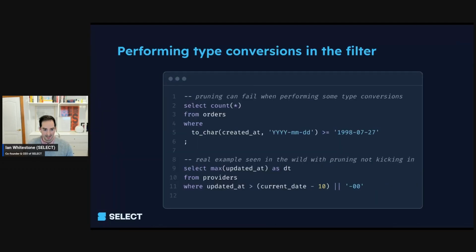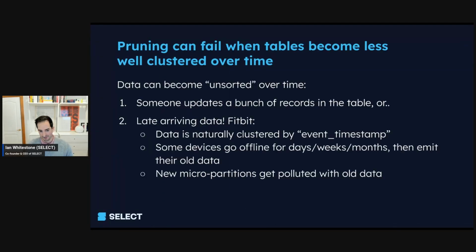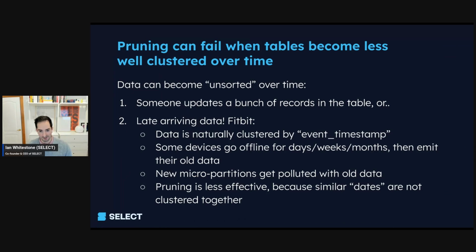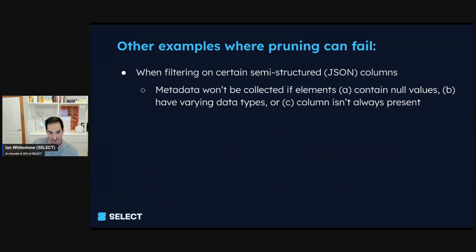There are a couple of different ways you can get around late arriving data. The simplest is periodically reclustering the table, which we'll talk more about later. So that's another big reason that pruning can fail.